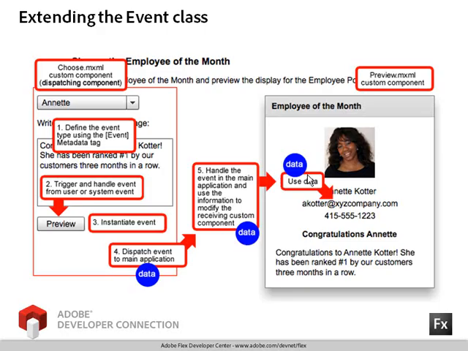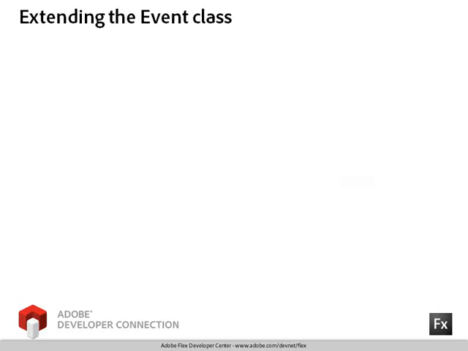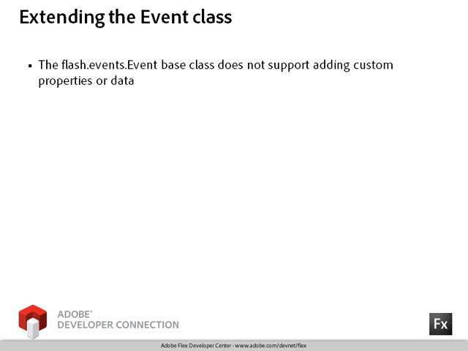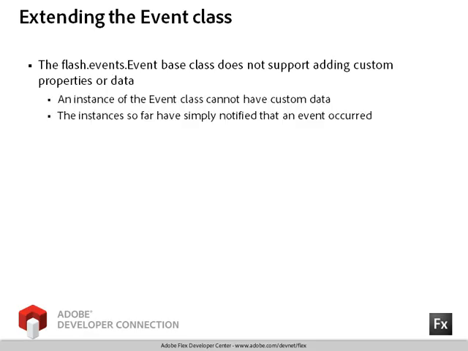To create an event object that can carry data, you must create a custom event class by extending the flash.events.Event class. The reason we need to create a custom event class is that the flash.events.Event base class does not support adding properties to the event object. The event that you created in the last exercise cannot pass custom data and simply notified the application that an event occurred. In this video, I will extend the Event class to create my own custom event class that will accept the employee data as a custom property.